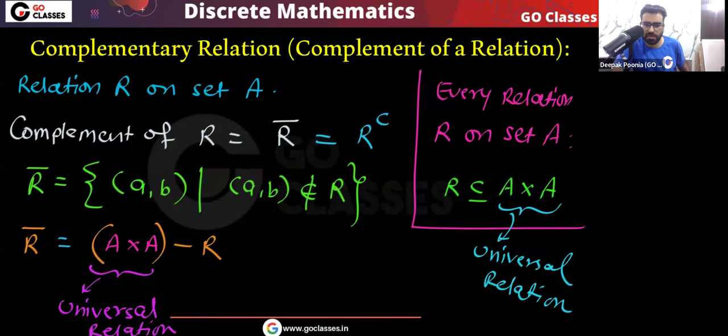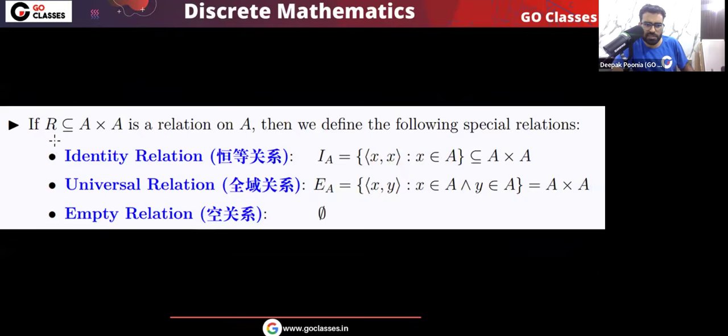Very simple idea. So let's see the definitions. You already know that on any set A, every relation R is a subset of A cross A. And remember, every subset of A cross A is a relation on A. These concepts we have already seen. There are some special relations: we have already seen the definition of identity relation. Universal relation is basically A cross A, and empty relation is the empty set.